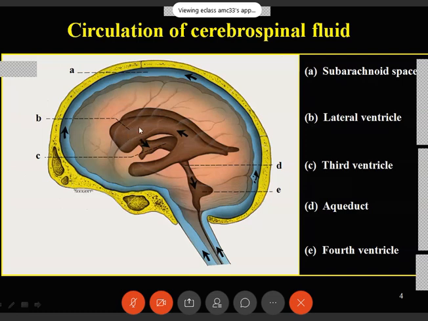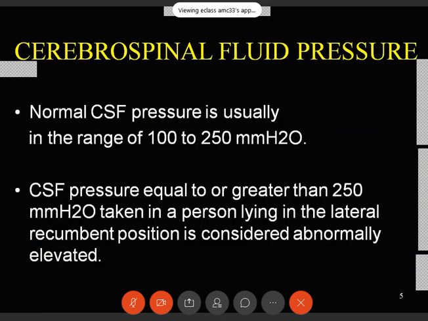This is the lateral ventricles. This is the third ventricle, and this is the aqueduct. Any obstruction or stenosis of the aqueduct can cause it. This is the fourth ventricle. This is the circulation of cerebrospinal fluid.